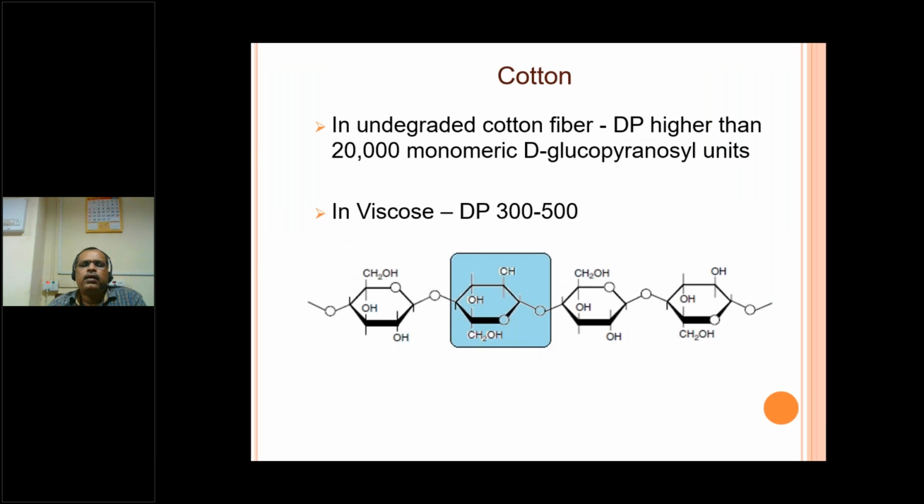First up, we'll do the natural seed fiber, which is cotton. Everybody knows about cotton. It is a well accepted fiber among us.